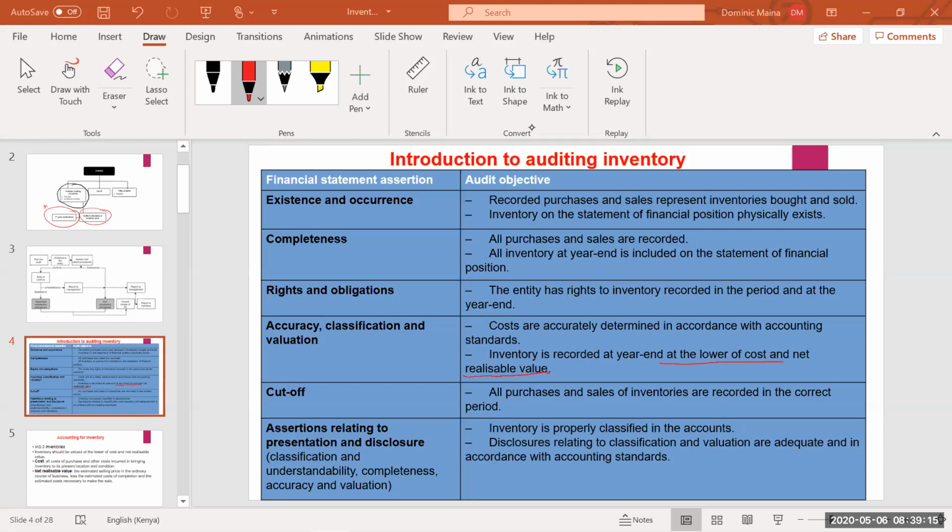Therefore, as an auditor, what's your work? It is to ensure your client is going to do like that, that is, valuing the inventory at the lower of cost and the NRV.